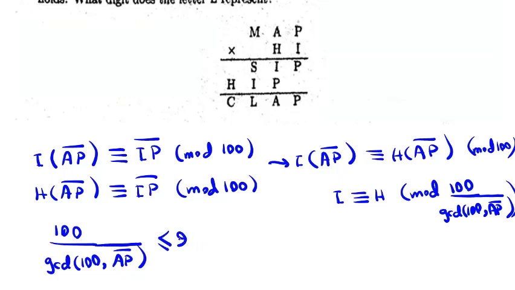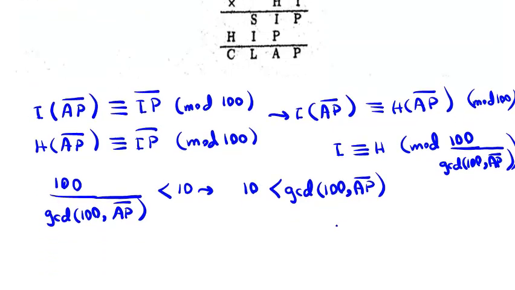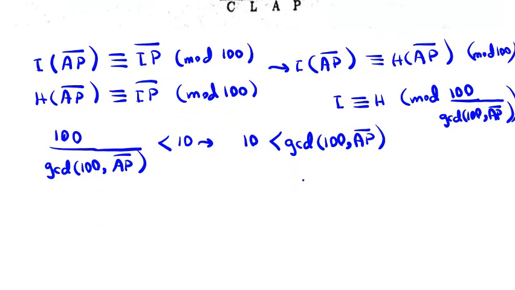So we know that 100 over GCD of 100 and AP should be at most 9. So what can we conclude? Or you can say this is strictly less than 10. So we can say GCD of 100 and AP should be greater than 10. Because if we consider the divisors of 100, after 10 it will be 20. Let's write all divisors of 100. We know 100 is 2 squared times 5 squared. The number of positive divisors will be 9.